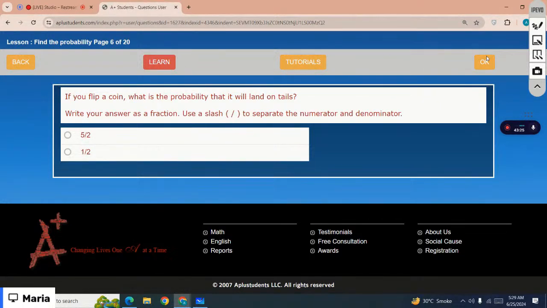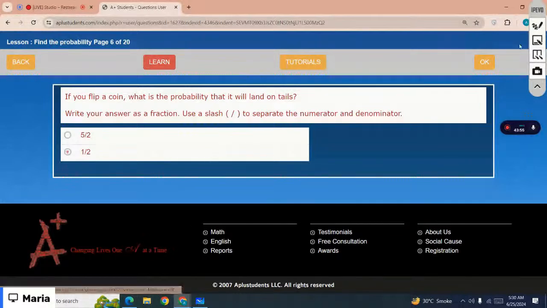The correct option is you flip a coin. Where could I put the title? Where do you want me to put the title? The correct option is 1 over 2.